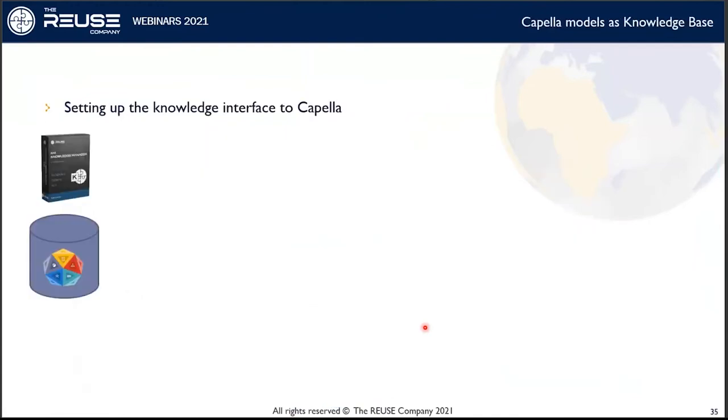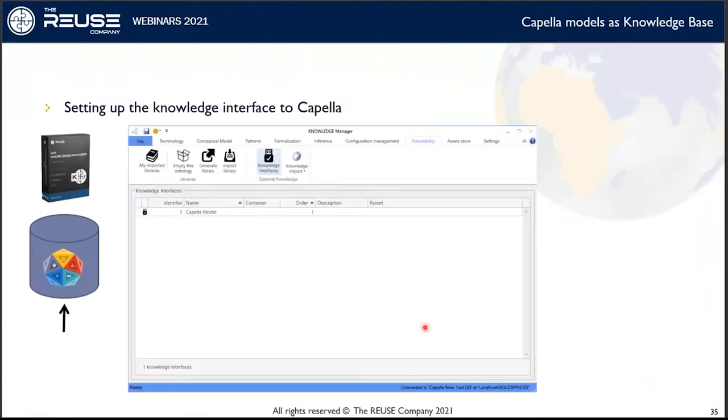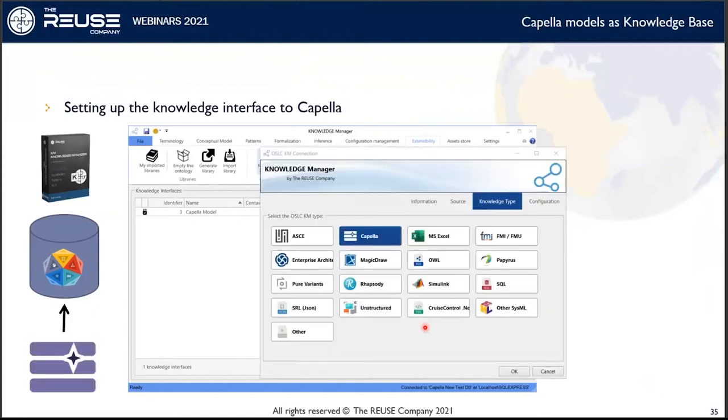So when you want to set up this knowledge interface to Capella, because I do urge you to understand that you don't have to put things manually into the KM, the ontology, you can just tap into it. So if you have the Knowledge Manager and you have your ontology, let's say it's the English one for this purpose, you go into KM, you select that you want to add a knowledge interface. You say that the knowledge interface is of the type Capella.